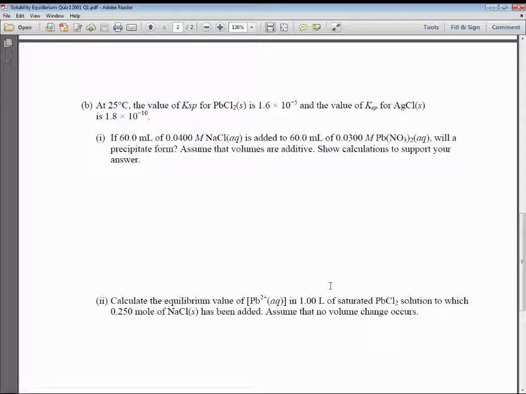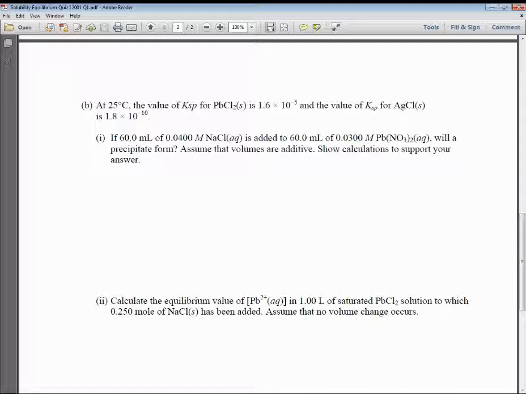Right, so this is one of those questions you've got to be comfortable doing. It says at 25 degrees Celsius, the Ksp of lead 2 chloride is that, and the Ksp of silver chloride is this. This question has nothing to do with silver chloride because silver's not mentioned. So I'm going to ignore that silver chloride information, because notice there's an I, an II, and an III. I'm only going to focus on the Ksp for lead 2 chloride.